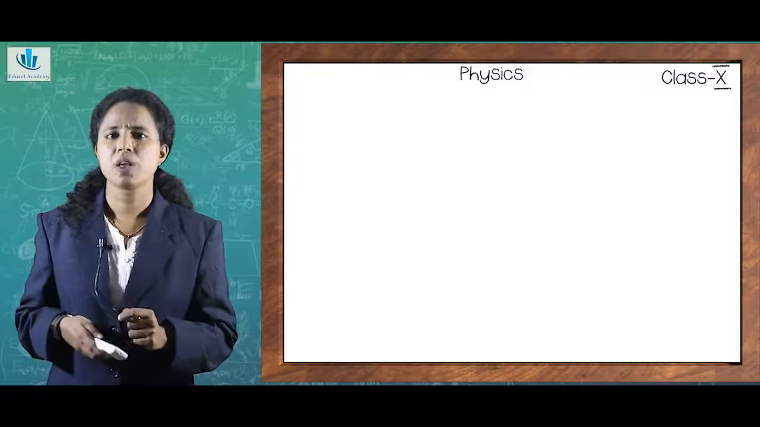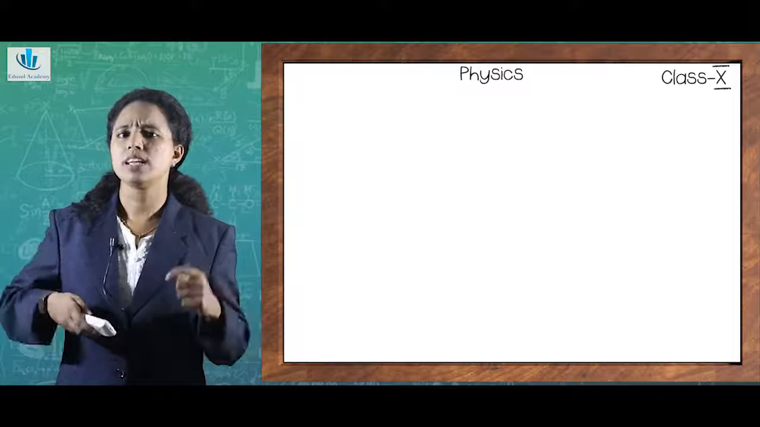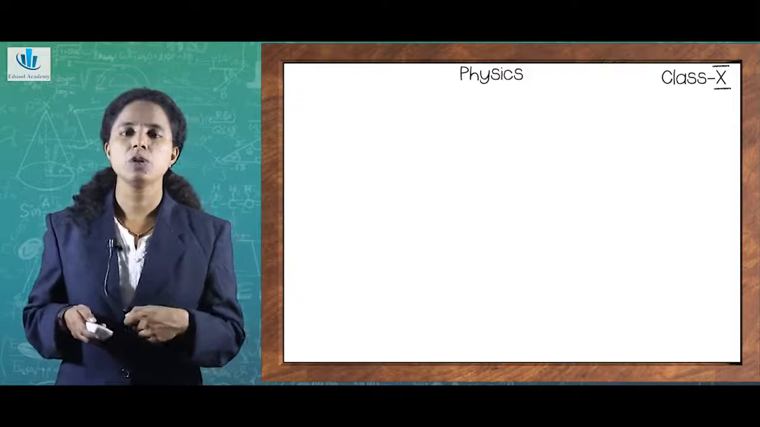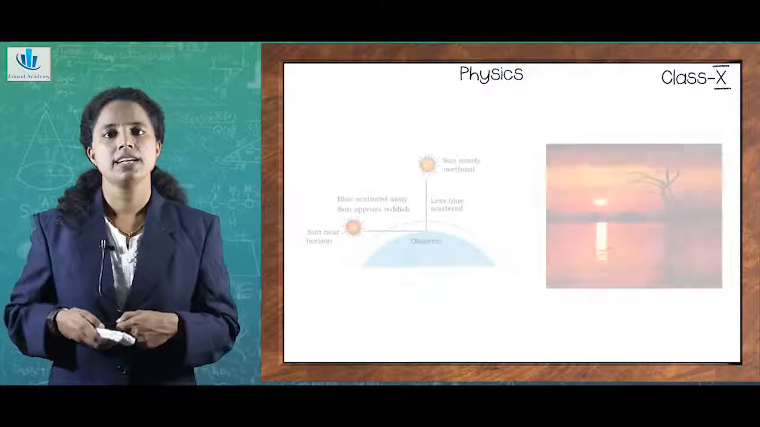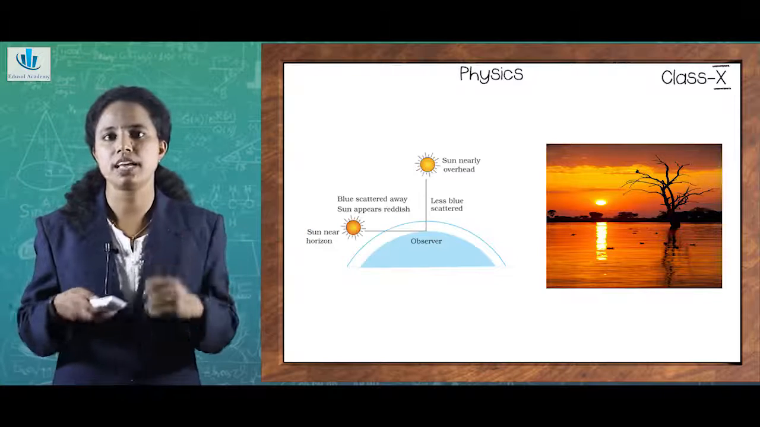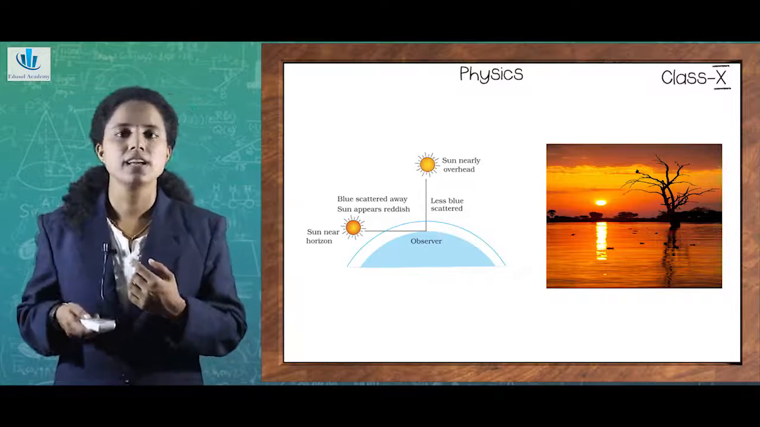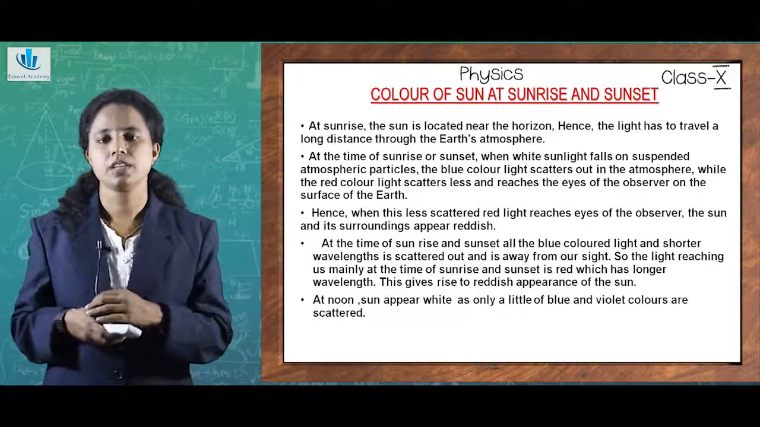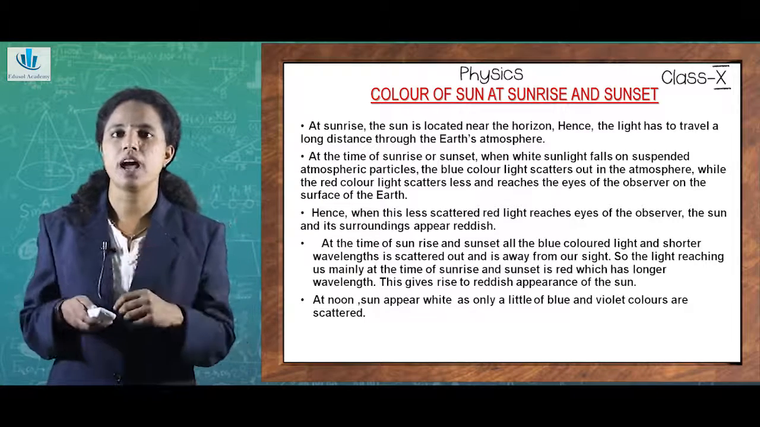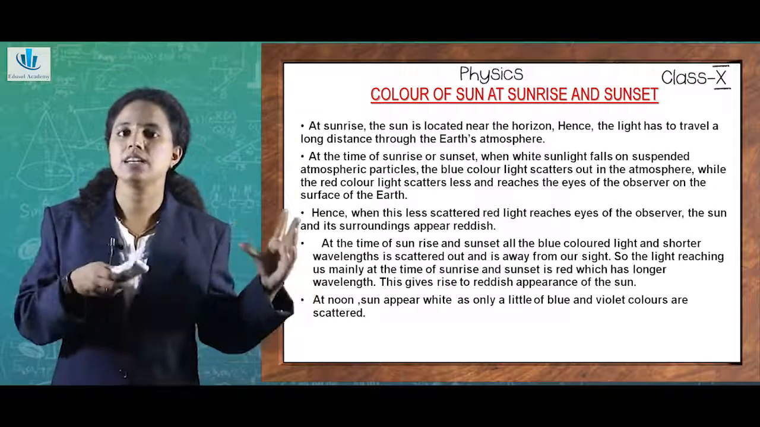So now we need to analyze why there is a difference in the color of sun during sunrise and sunset. What is the real color of sun and how does it vary at the time of sunrise and sunset? For that we need to analyze this particular figure. In this figure the observer is given and the positions of sun in different cases, when the sun is nearly overhead and when it is appearing in a reddish color, etc. So during sunrise, as you all know, the sun will be located near the horizon. So the sunlight will have to travel a long distance through Earth's atmosphere at the time of sunrise, since sun is located near the horizon.